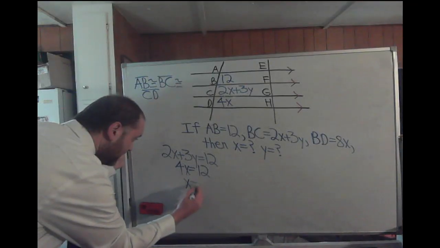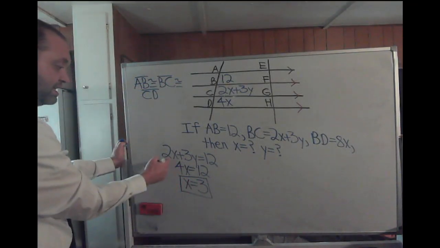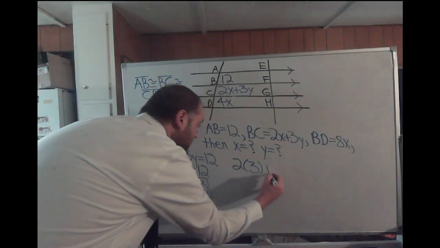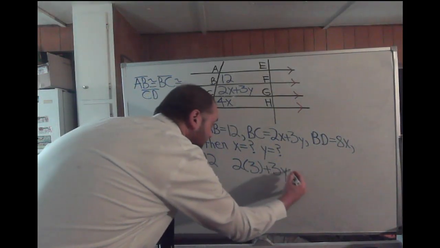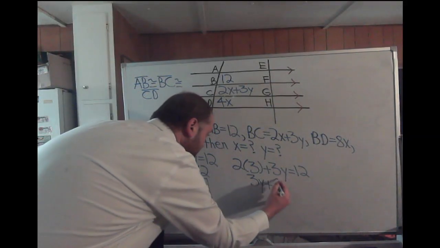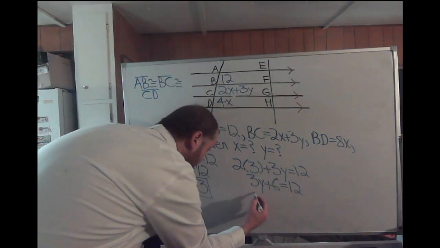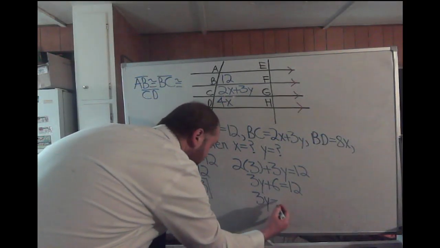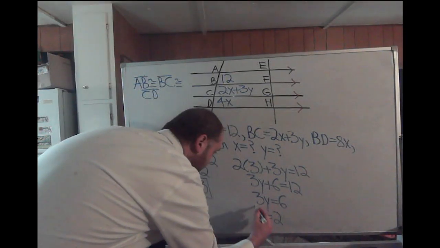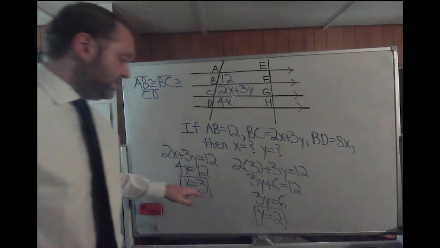You would end up getting x equals 3. So what about y? Plug that into the first equation. So 2 times 3 plus 3y equals 12. So that gives you 3y plus 6 equals 12, which then gives you that 3y equals 6, which would have to mean that y equals 2. So what you should get is that x equals 3 and then y equals 2.